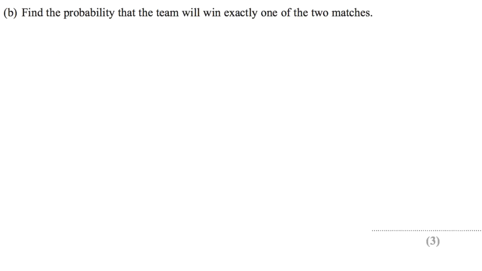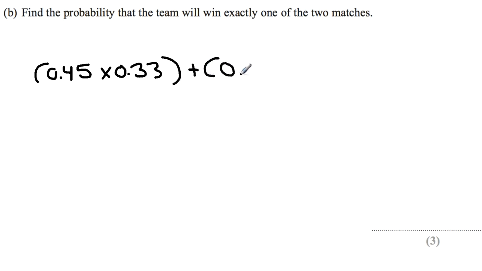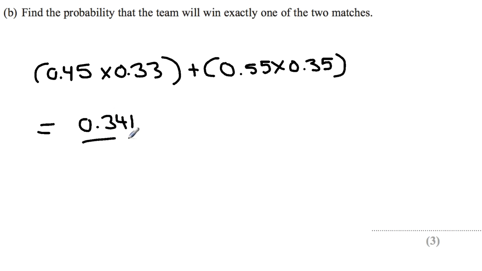15b. Find the probability that the team will win exactly one of the two matches. So using our tree diagram, we can answer this question. Our answer should be 0.45 times 0.33, plus 0.55 times 0.35. Therefore, our answer should be 0.341. Okay, so that's our final answer.